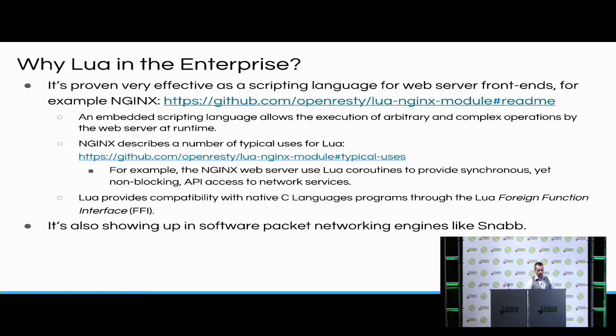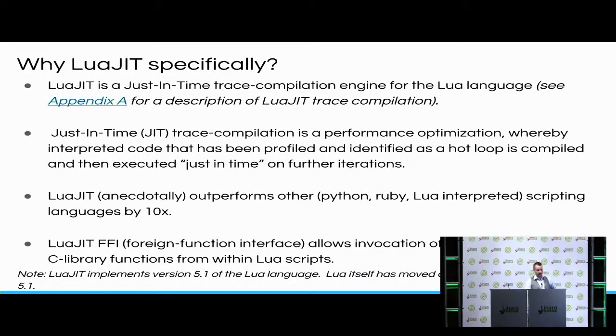We're also seeing this showing up in software packet networking engines like Snabb. So why is LuaJIT interesting? LuaJIT is a trace compiler, or a just-in-time trace compilation engine for the Lua language. Appendix A goes over exactly what a trace compilation engine does. I'm not going to get too much into it, other than to say that it identifies a hotspot in code and compiles that code, and then future iterations of that hotspot are executed with the compiled code rather than in interpreted mode.